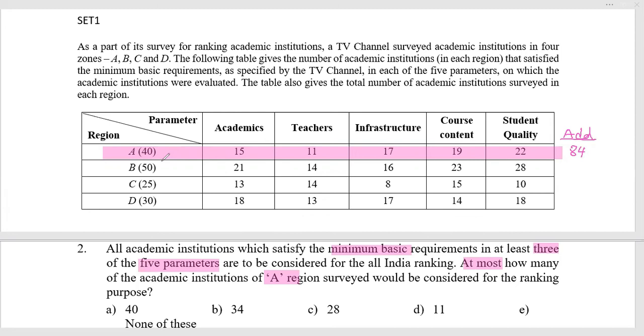It is possible. So what I will do to satisfy the maximum, because at most how many academic institutions of A would be considered for the ranking purpose? I want to give maximum. So to maximum, what should I give? These 84 chocolates I will distribute in such a manner that if a student has received any single chocolate, has received 3 chocolates. And in this way, all 3 if I divide, then I can find that maximum number.